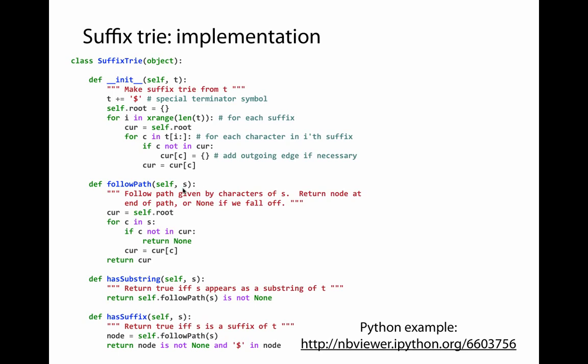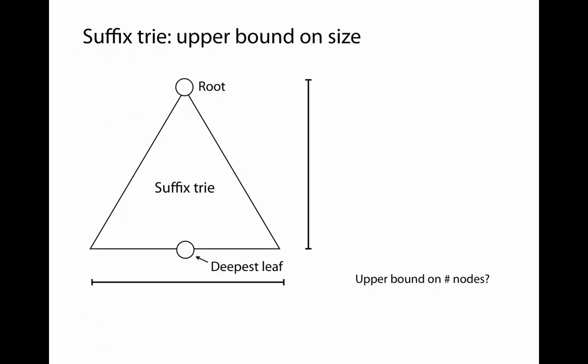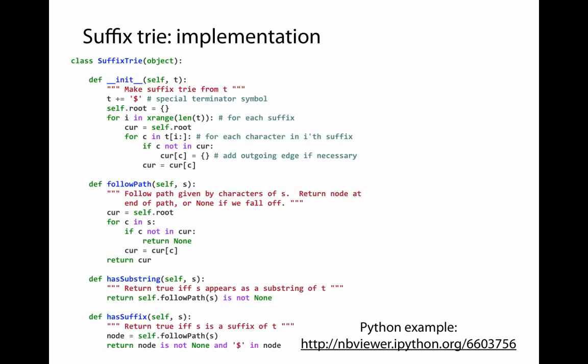So if this is our query string s, we're going to start at the root, and we're going to walk down, and if there is no outgoing edge corresponding to the next character in s, we're going to return None. None is just a symbol that means we fell off the trie, basically. But if there is an outgoing edge, then we'll follow that edge. And at the end, we'll return the node that we ended up in.